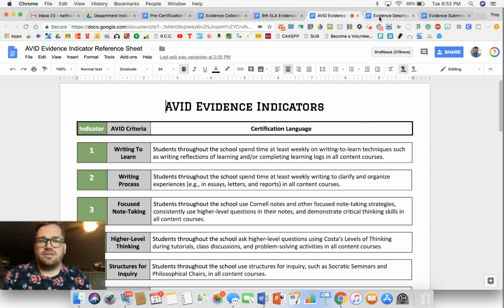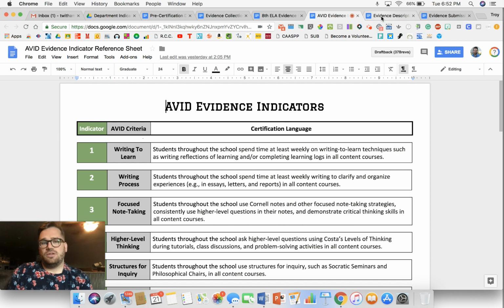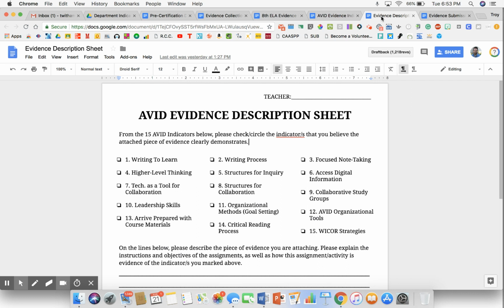When teachers submit evidence, there are 2 documents that they use, and one of them is something we've had in different iterations in the past, and one of them is something brand new that we're using with our teachers this year. The one that we've used in previous years, it's gone through different iterations, is our evidence description sheet.